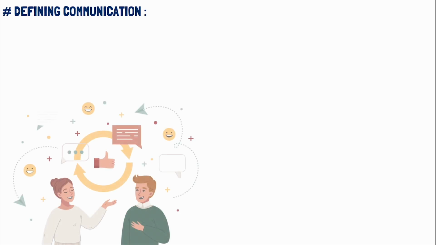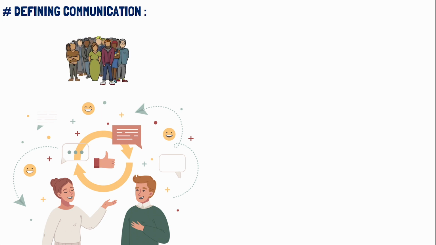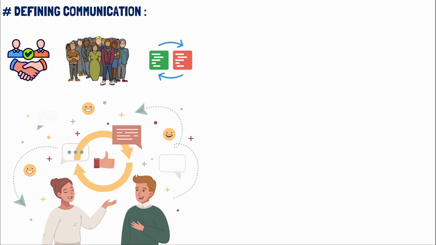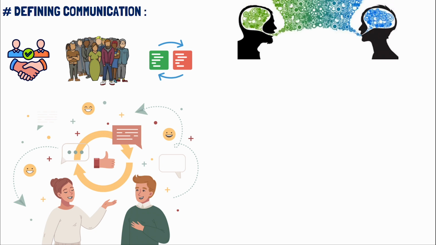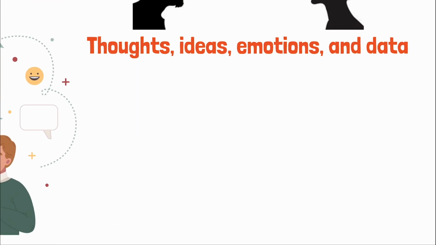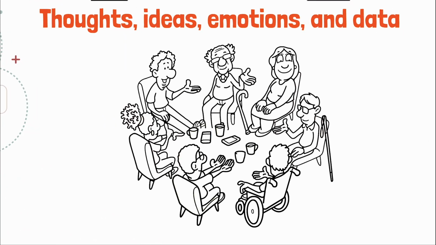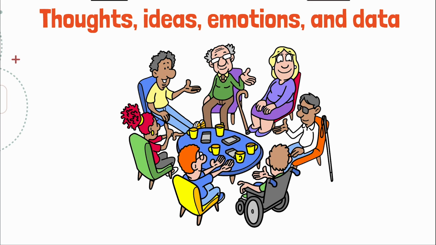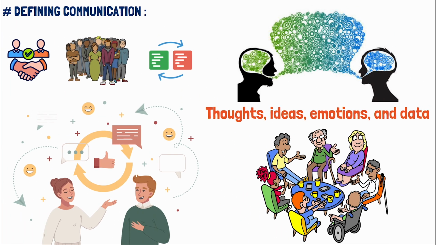Defining communication. Communication is a fundamental and ubiquitous aspect of human interaction, serving as the lifeblood of society, relationships, and the exchange of information. It encompasses a wide array of processes, both verbal and nonverbal, that facilitate the transfer of thoughts, ideas, emotions, and data between individuals or groups. At its core, communication is the bridge that connects people, allowing them to connect, share, and collaborate effectively.